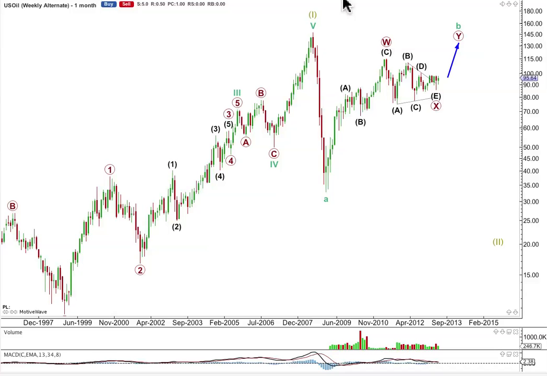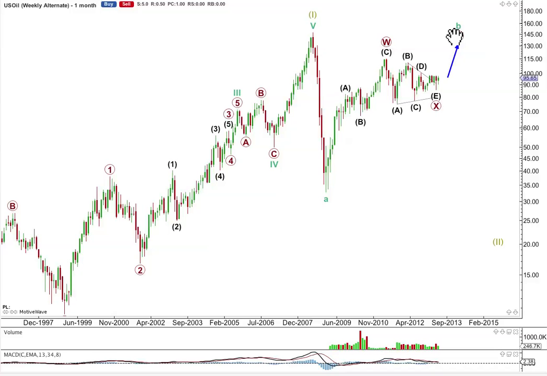Now this is possible. I've had people suggest that this could be A, B, C for a triangle. No, that doesn't work, because A subdivides into a 3-wave structure. When that happens, B should be at least 90% the length of A, because you've got a flat unfolding, and this possible triangle very clearly is not 90% the length of this upwards movement.